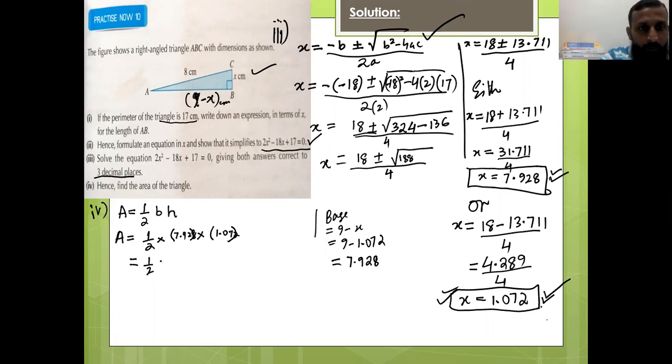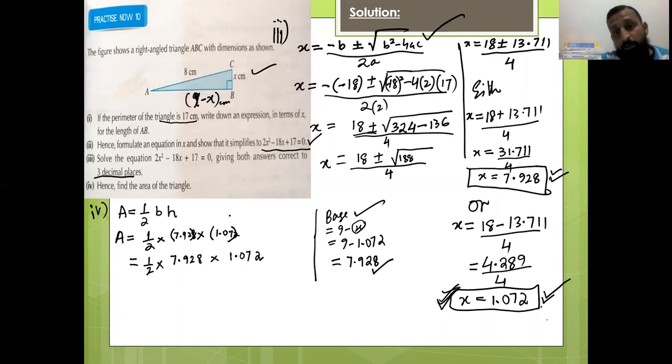Alright, dear students. So I'm writing it once again. 1 upon 2 multiplied by 7.928 multiplied by 1.072. 1.072 is the value we just found by applying the quadratic formula. Then in order to find the base, I took the expression, base equals 9 minus x. I plug in the value of x over here, 9 minus 1.072, and I found my base value as 7.928. I substituted both the values in the formula, half into base into height.